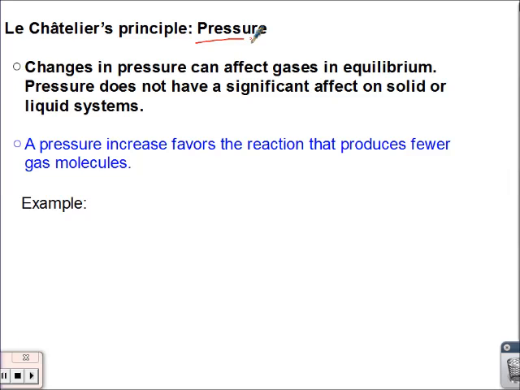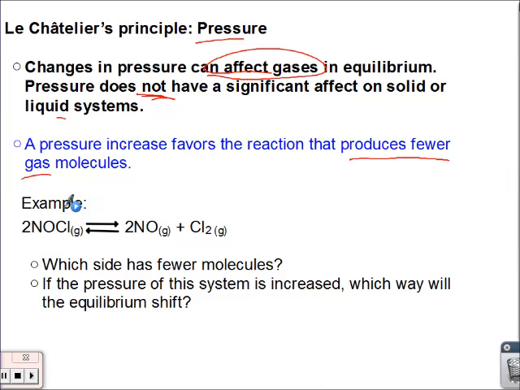Pressure is the third stress. Now, pressure only affects gases. It does not affect solids or liquids. So if I have a gas system, pressure will be a stress to it. If it's not a gas in the system at all, there's no stress when I change the pressure. So pressure will favor the one that produces fewer gas molecules. Whichever side has fewer gas molecules is the side that will be favored when I increase pressure.